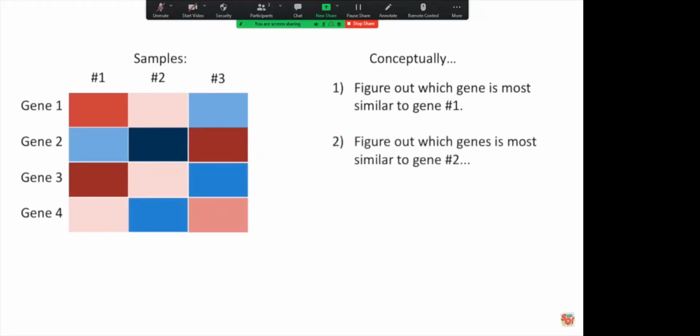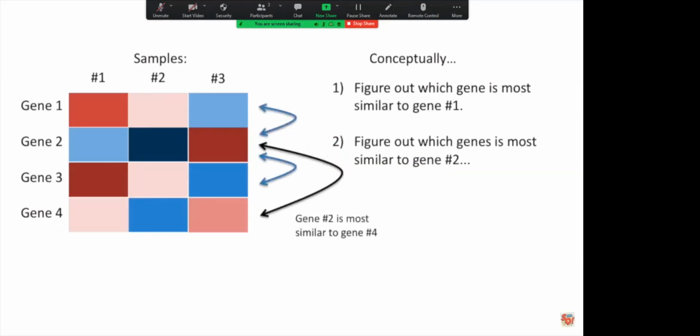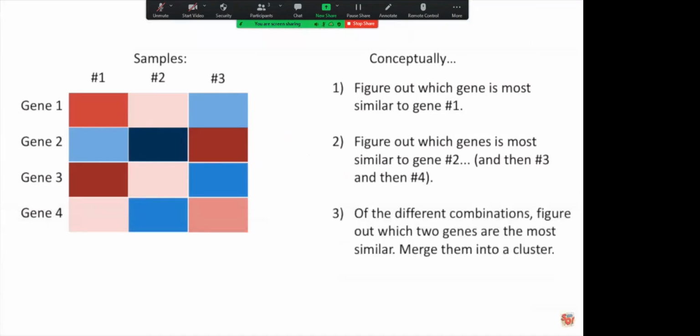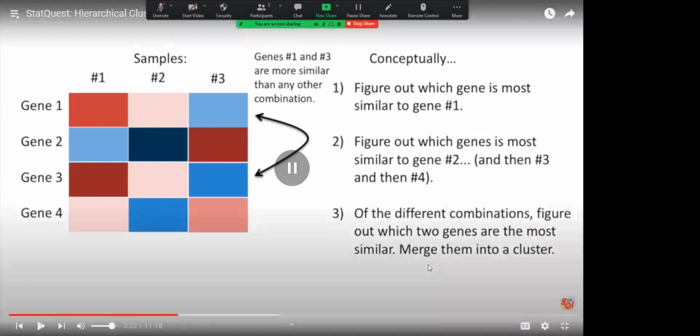So the second step is to figure out what gene is most similar to gene number 2. So we do all the comparisons, and we see that gene number 2 is most similar to gene number 4. And then we do the same thing for gene number 3 and then gene number 4. In step number 3, we look at the different combinations and figure out which 2 genes are the most similar. Once we've done that, we merge them into a cluster.